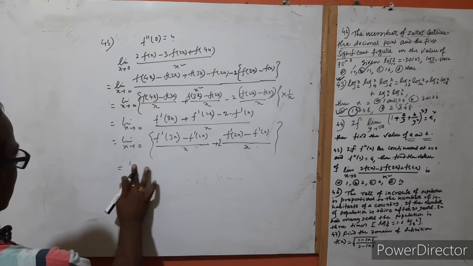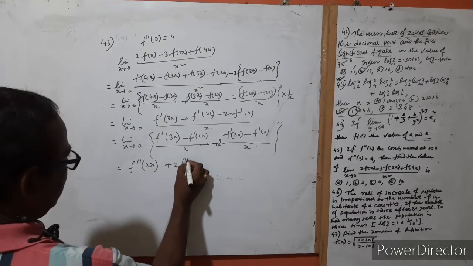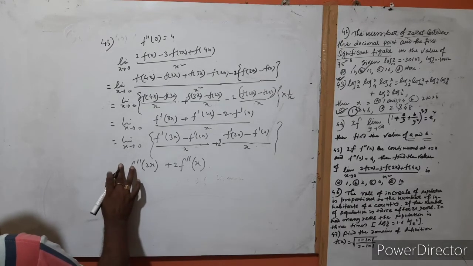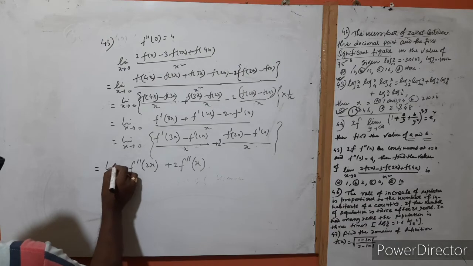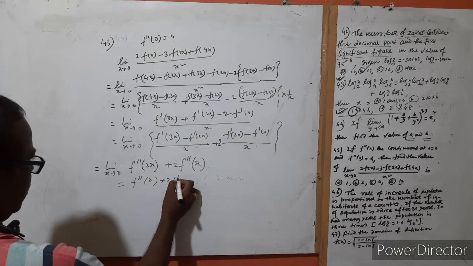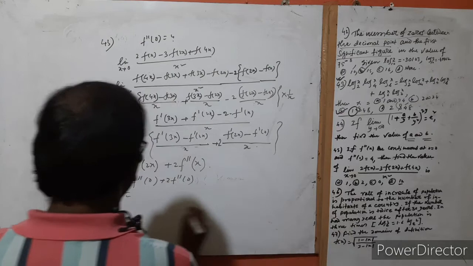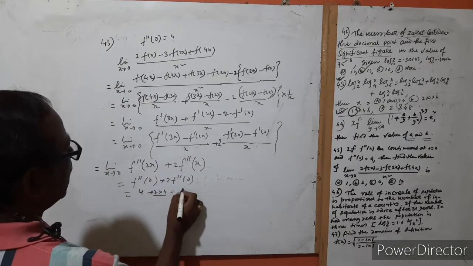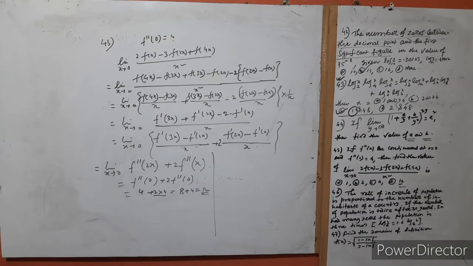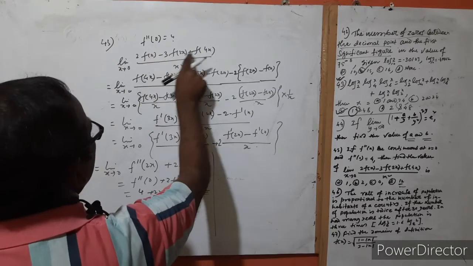So this is here f double dash 2x plus 2 into f double dash x, and this is equal to f double dash 0 plus 2 into f double dash 0, and the f double dash 0 is given that 4. So 4 plus 2 into 4, 8 plus 4, this is 12. This is 12. With the help of L'Hospital rule, we can easily solve this. So if we put here 0, 0, 0, this is f of 0.